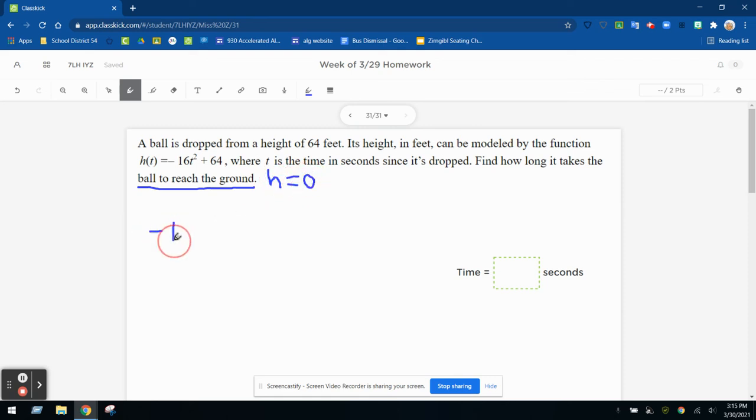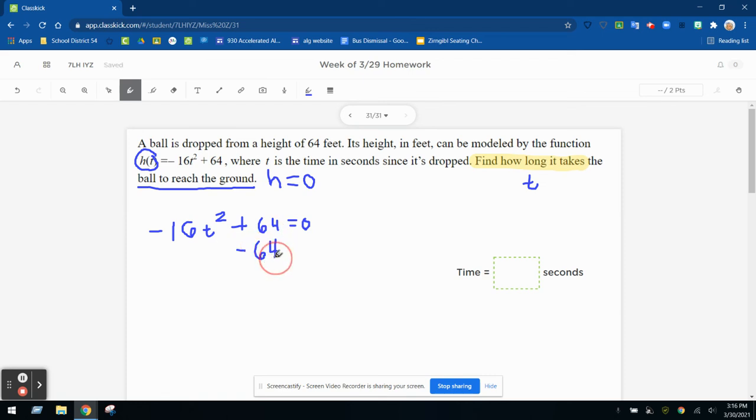So what I'm going to do is take negative 16t squared plus 64, and I'm going to set it equal to 0. I am finding how long it takes, so I am finding t. That's what I'm searching for. So I'm going to take my equation, set it equal to 0, because right now it's the height after a certain amount of time, and right now the height is 0. So from there, we're just going to solve. I mean, we can solve by taking square roots. We only have one variable.